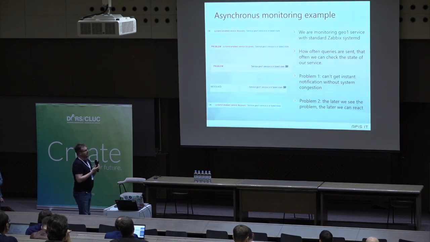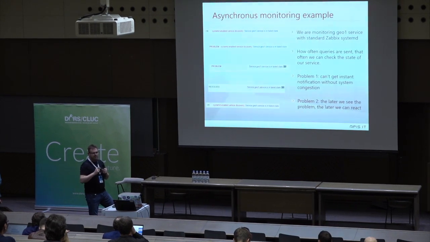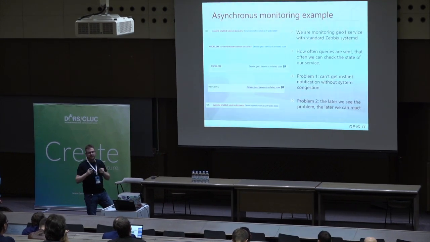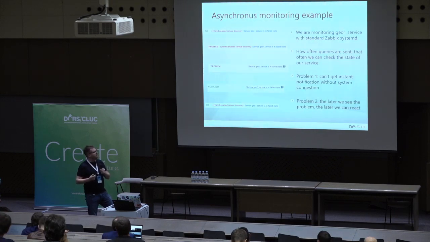But we have problems here. We cannot get instant notification without system congestion. Why? Because let's say the T is, in this example, 10 minutes. And the fault or the problem with service happens on T plus 1 second. So we will wait 9 minutes and 59 seconds until we know that we have a problem. That is too much. Because the later we see the problem, the later we can react to it.